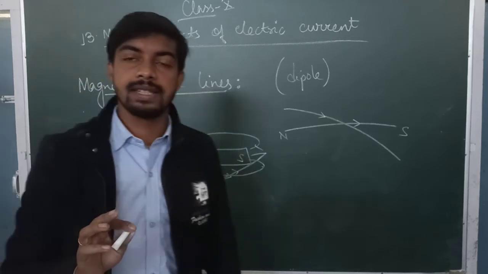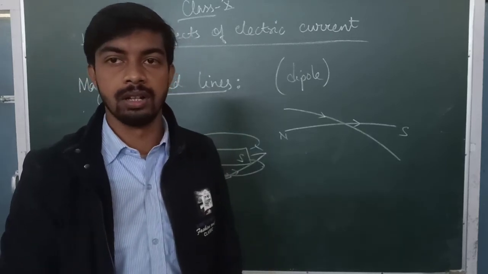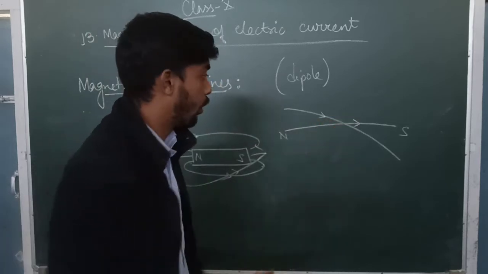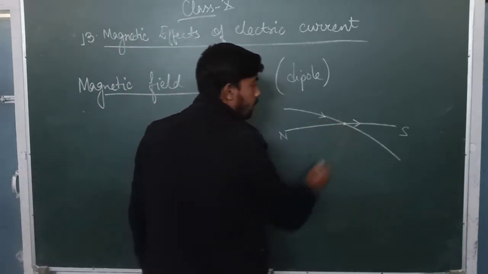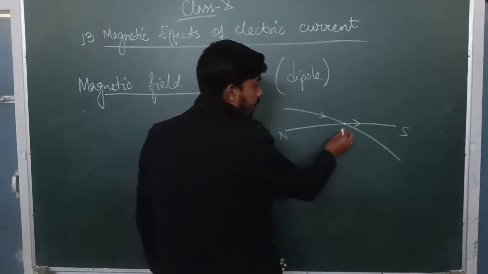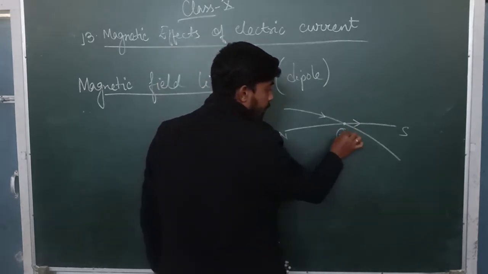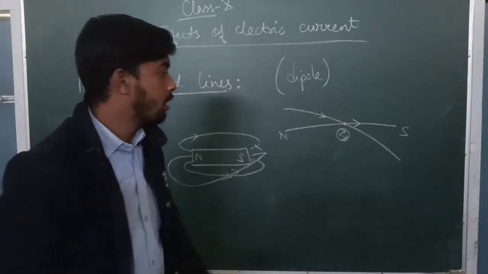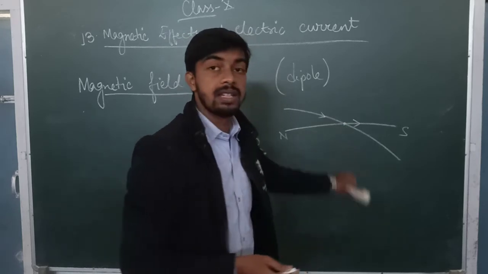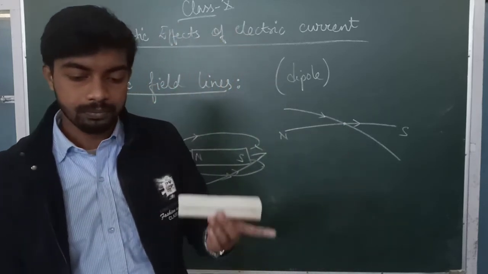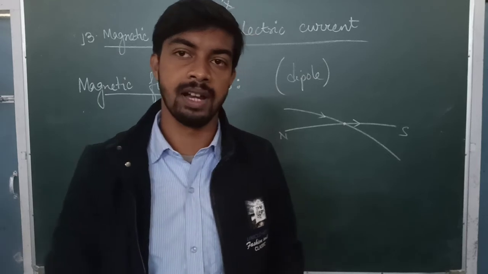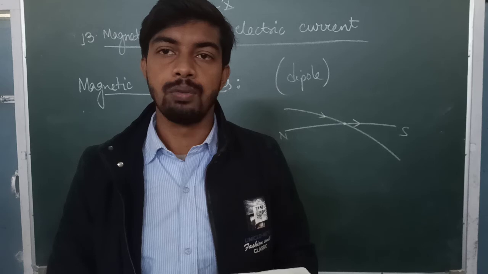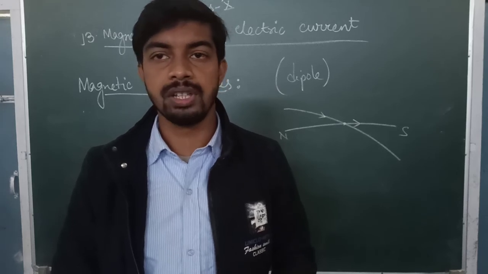Two magnetic field lines can never intersect each other, because if they intersect at this point, and exactly at this point you put a compass, then this compass will show two directions, which is not possible. So that is why magnetic field lines never intersect. You can write: magnetic field lines never intersect, because at the point of intersection the field lines will show two directions, which is not possible.